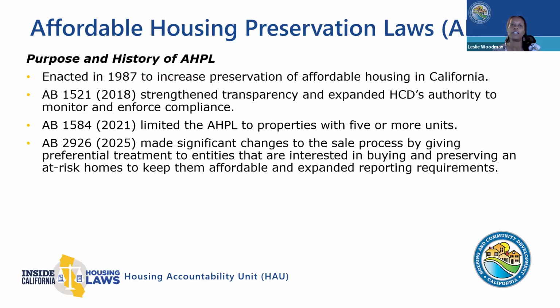In 2021, AB 1584 made additional revisions, including limiting the law to properties with 5 or more units, as well as revising the due date of this report to the legislature to be December 31st, covering the prior fiscal year starting in 2022. In 2025, AB 2926 made significant changes to the sale process under affordable housing preservation laws by giving preferential treatment to entities that are interested in buying and preserving an at-risk property to keep it affordable. Next slide, please.